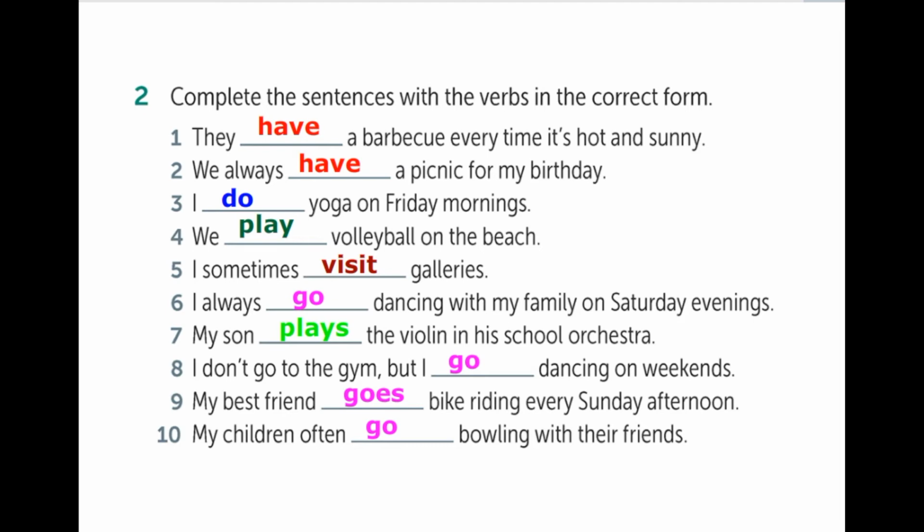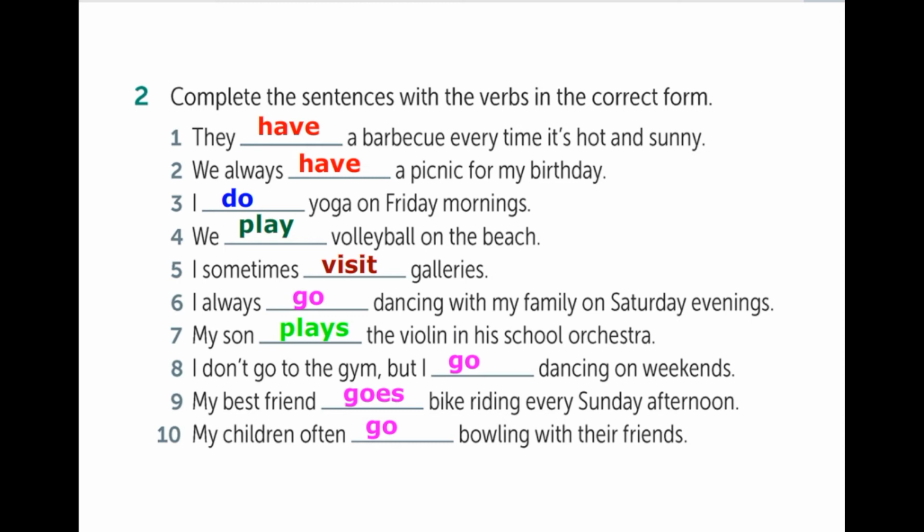Go plus the verb in the ing, go dancing. Or you could say, I always dance with my family on Saturday evenings. Okay? Go dancing or dance. Number 7, my son plays the violin in his school orchestra. My son plays. Remember, I play, we play, but I say my son plays. For he, she, it, we add s, right? Number 8, I don't go to the gym, but I go dancing on weekends. Again, the verb go plus an activity, dancing, right?